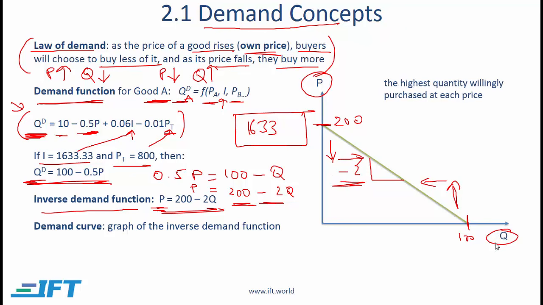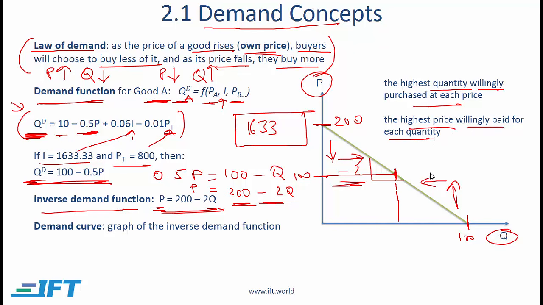A couple of points to note regarding this demand curve. This demand curve tells us the highest quantity consumers are willing to purchase at each price. So let's say that the price is 100. This demand curve tells us the maximum quantity that consumers are willing to purchase at a price of 100. The other way of looking at it is that the demand curve tells us the highest price consumers are willing to pay for each quantity. So if the quantity is 75, this price over here will be the highest price that consumers are willing to pay.